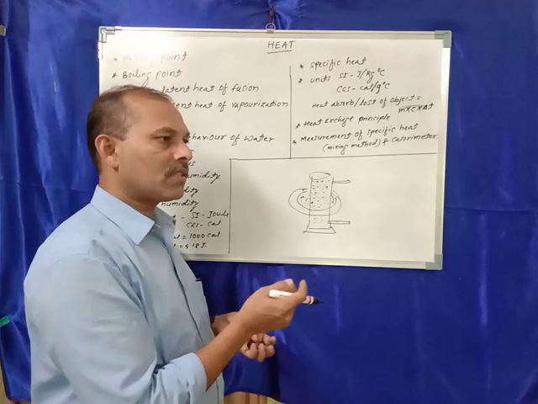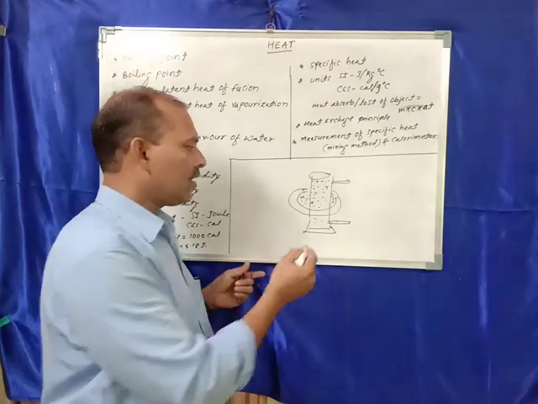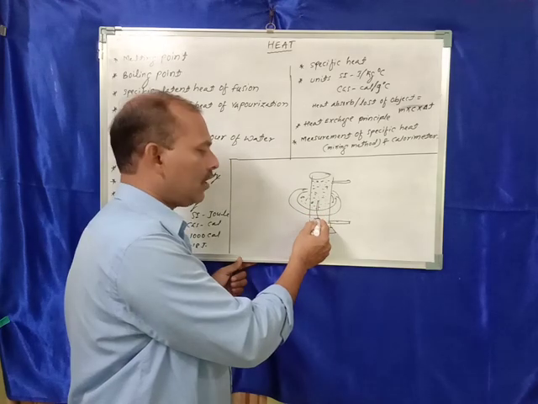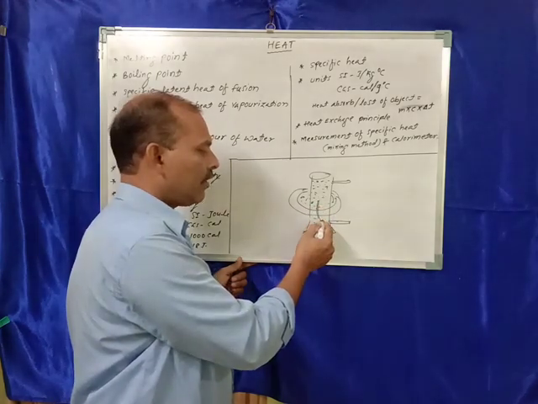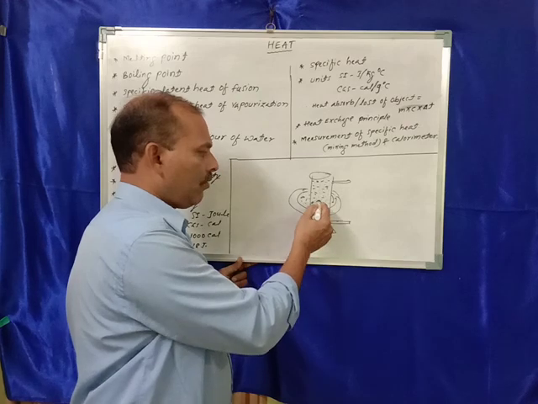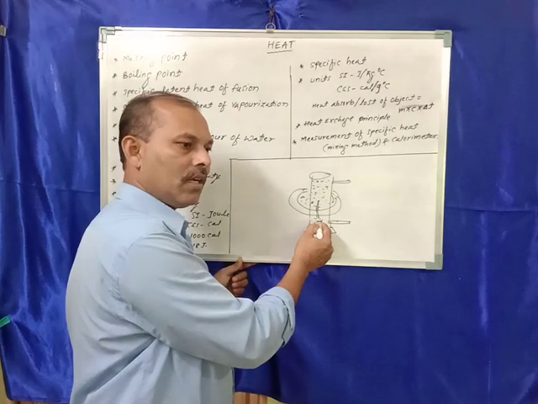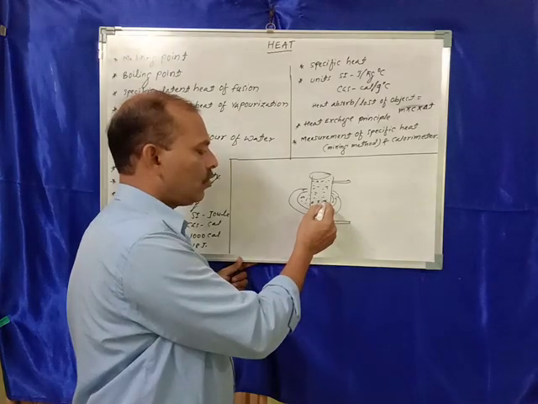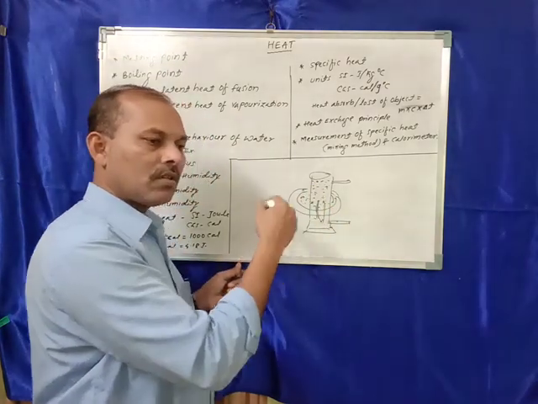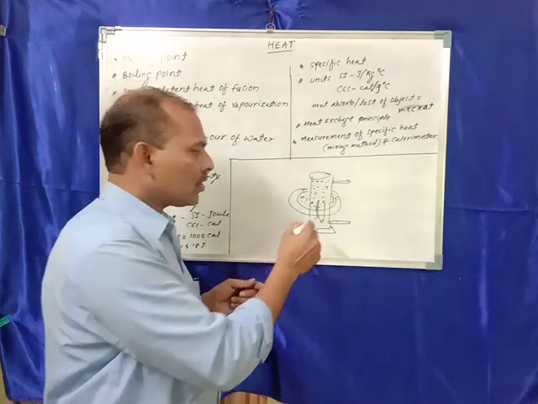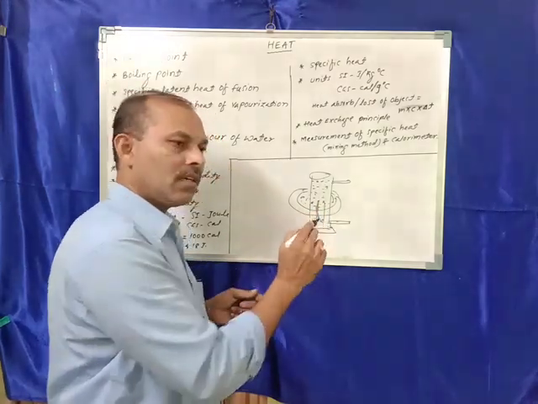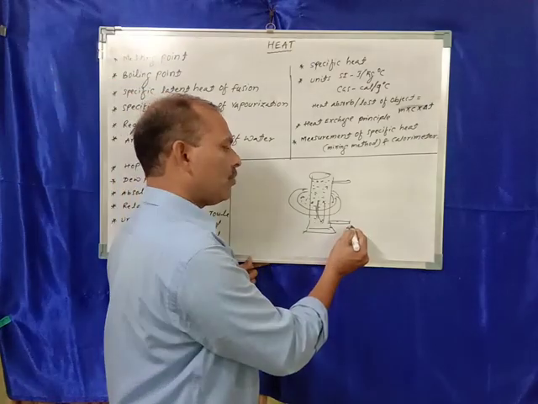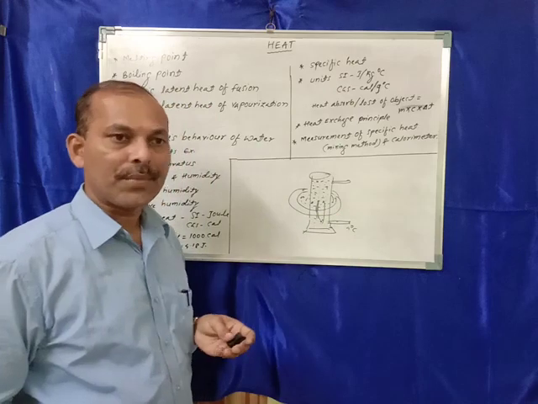Because of this contraction, the density goes on increasing, and by increasing density, this heavy water comes here, and the water which is present here goes up. This is going on till the temperature of this area is up to 4 degrees Celsius, and that temperature we can observe on this thermometer.